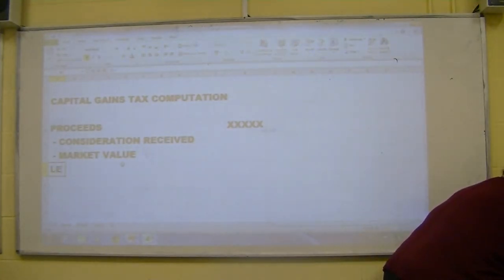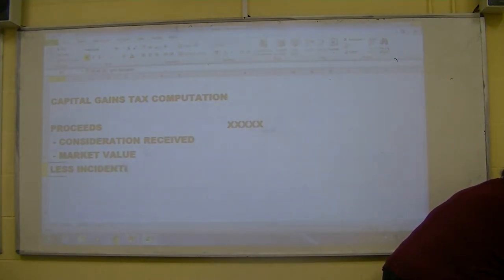Then we have less our incidental costs. Less incidental costs of disposal.